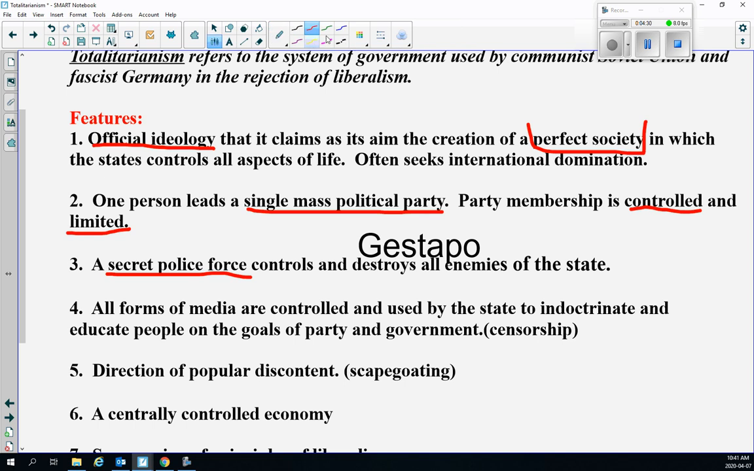Item number 4 is the media. You've got to control the media if you are a totalitarian regime. In other words, you can't let people know there's a better world outside of their state. You can't let people know there are political alternatives to what they've got in this totalitarian government. So you must control the media. So the media today would involve things like obviously TV, radio, newspapers, but also the internet and social media.